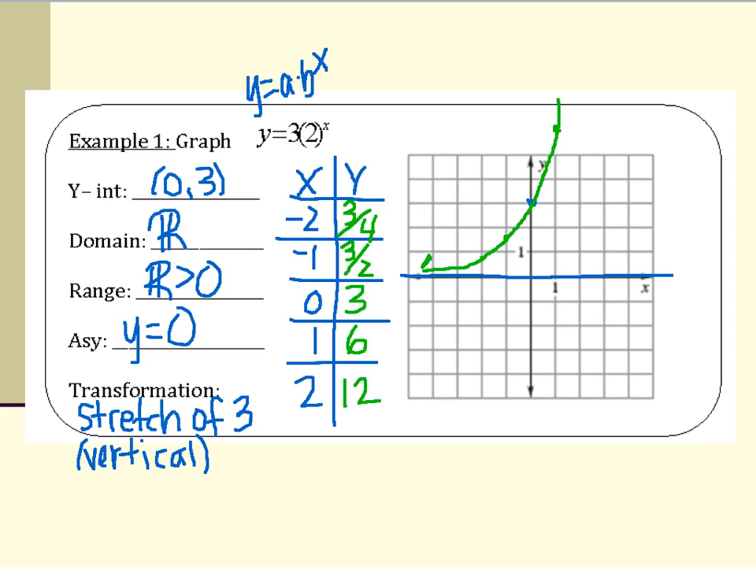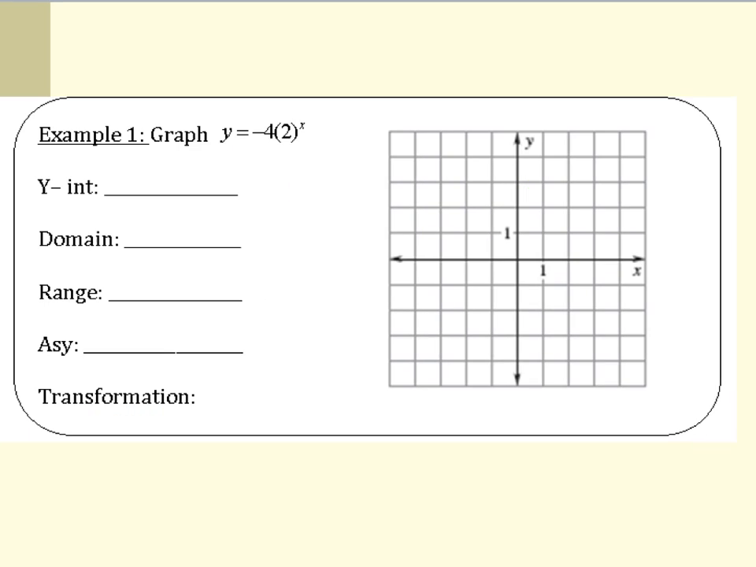It rises from the left to the right just like it should. And there's my graph. Let's look at our next example.